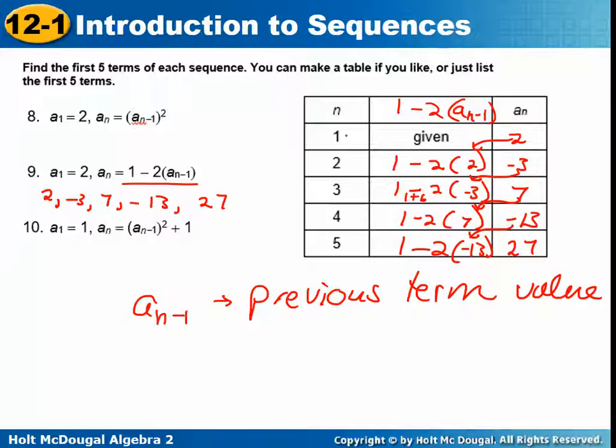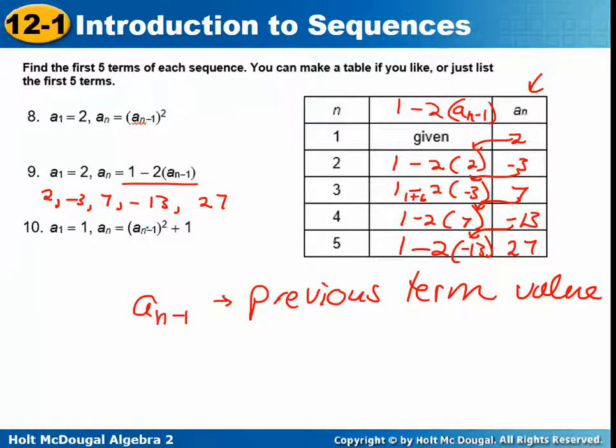So these numbers here do not get plugged into the formula. They tell you what term we're on, and these are the values that will get plugged into the formula, into the next one. Each time they'll go to the next one. Let's look at number 10.